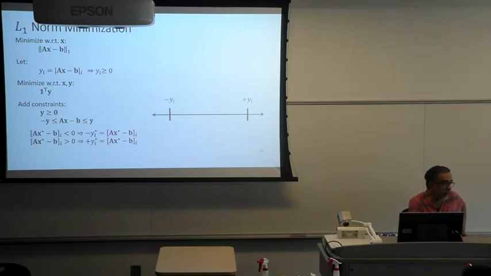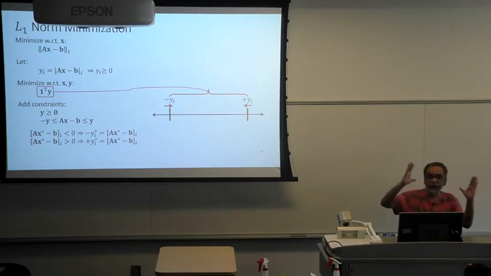I'll explain that in a bit. So let's look at this figure. I have a minus yi here and a plus yi here, and right in the middle is the origin. I haven't shown the origin, but that's in the middle. And so we minimize this 1 transpose y. Each yi will be separately trying to become lower, in other words moving leftwards towards the origin. So negative yi will be moving in the rightward direction. So this range will be getting smaller, right?